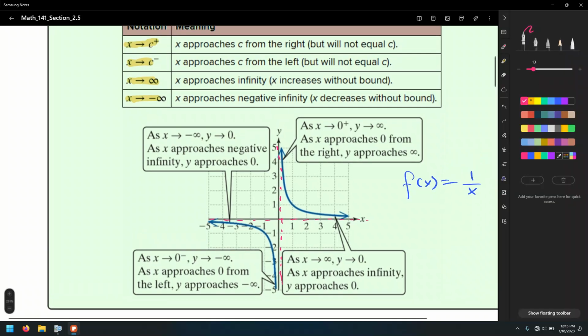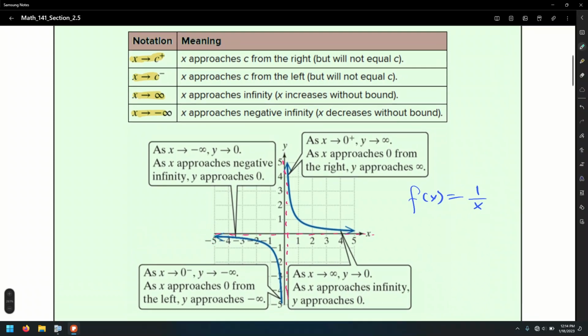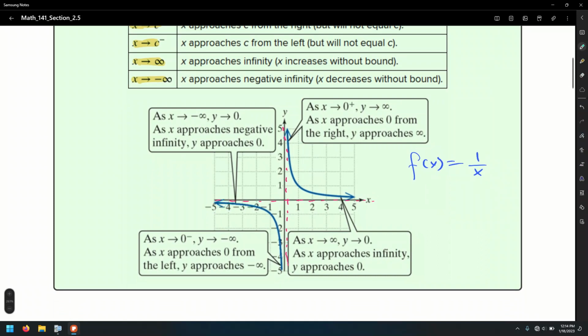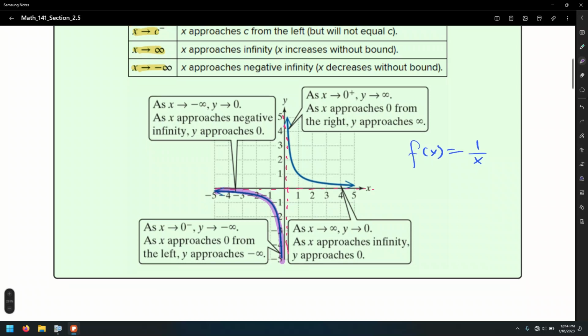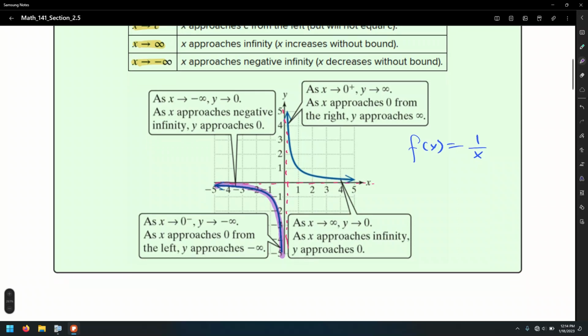To link this graph with the notation above, let's see. We have this graph of 1 over x. It has two tails, the tail towards the left and the tail towards the right. Suppose we move along the graph from the left. From the left, we approach a certain value. What's the value that we approach as x approaches 0 from the left?